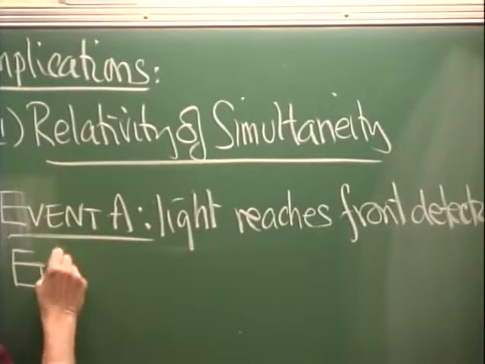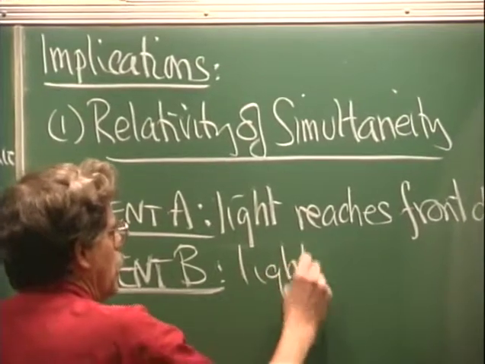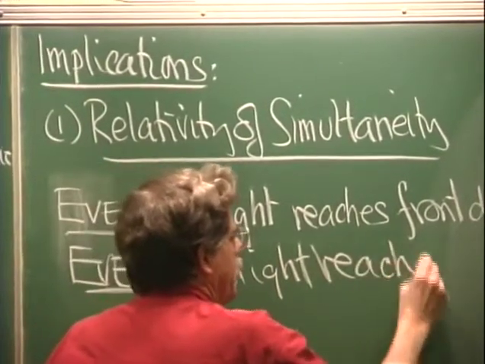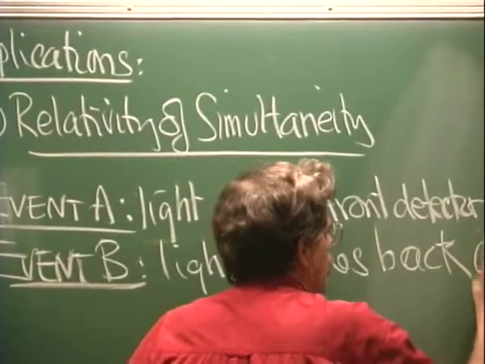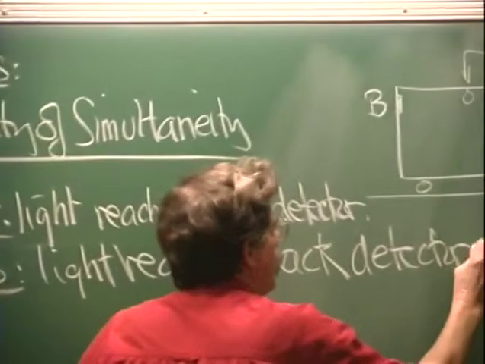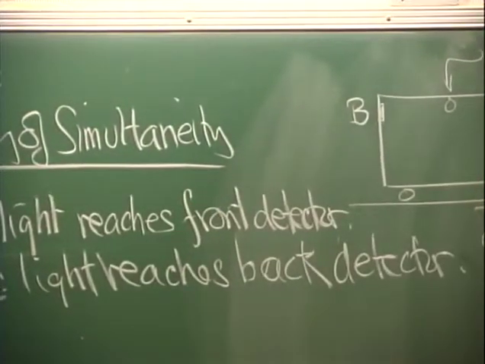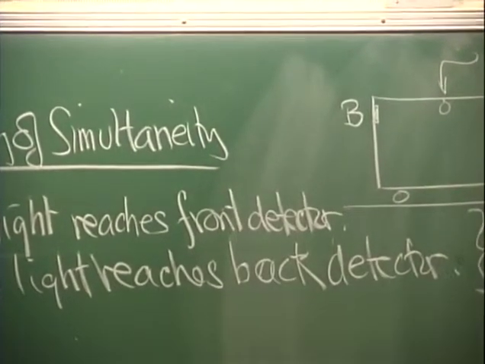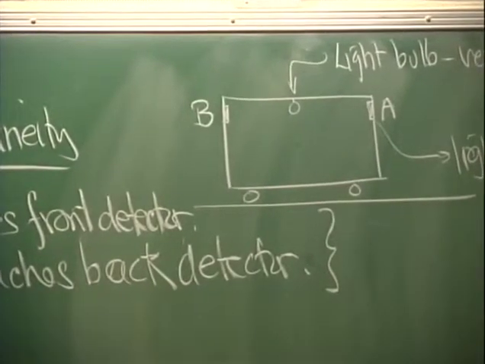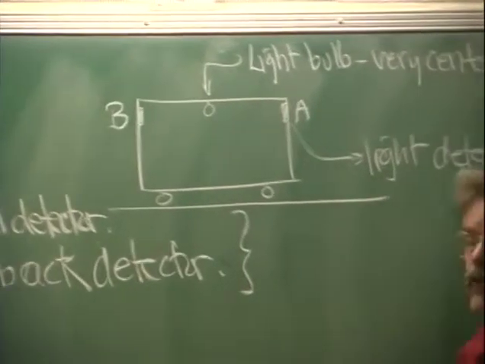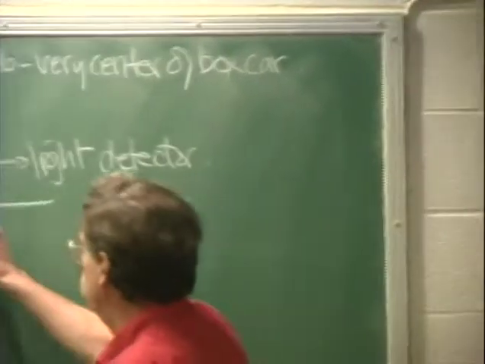And event B is light reaches back detector. Question, which happens first? Well, it's a stupid question. I built this thing with the light bulb in the very center. Light travels out at the same speed in both directions. You've got the same distance to go to both of them. So they must happen at the same time, which is to say simultaneously.